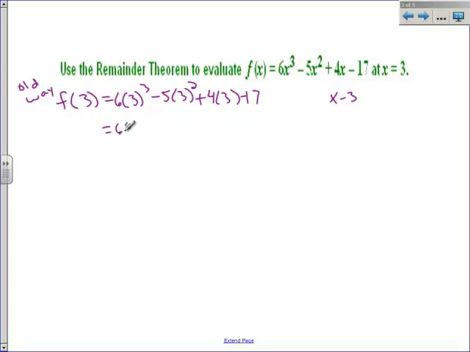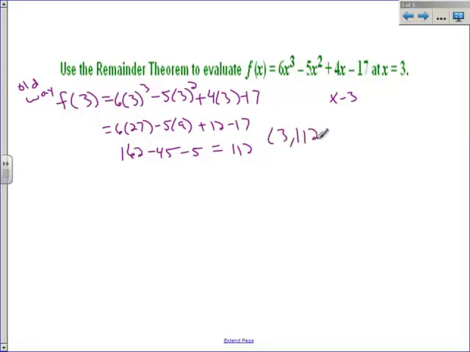And you would get 6 times 27 minus 5 times 9 plus 12 minus 17, and then you would get 162 minus 45 plus 12 minus 17, and you get 112. That's the old way. Now, we're going to use the remainder theorem to make this connection. And by the way, this means you have the point 3 comma 112 on the graph. So if you were to look at x equals 3, the y coordinate would be way up there.